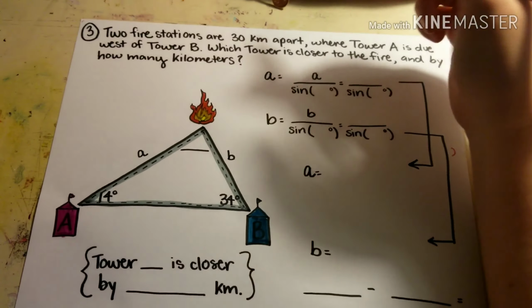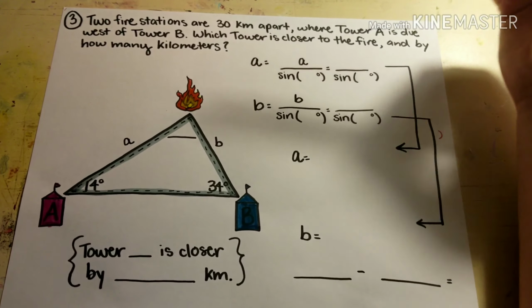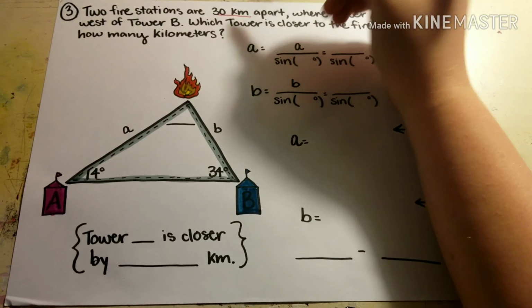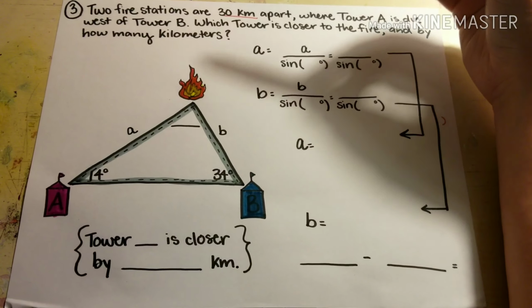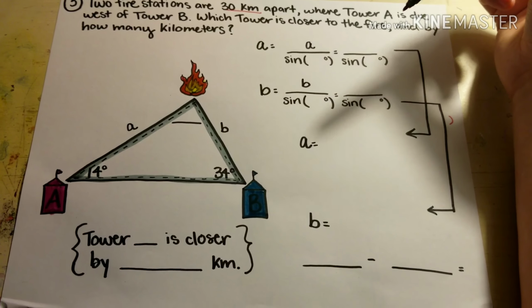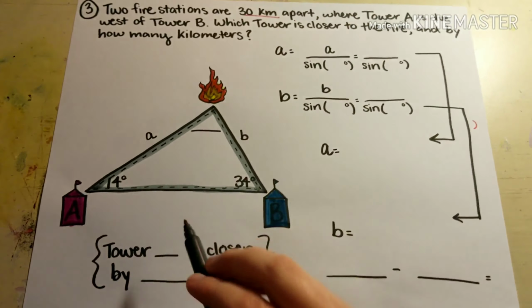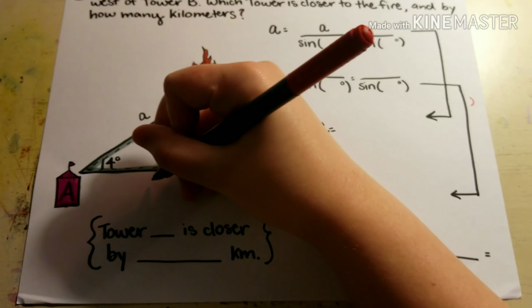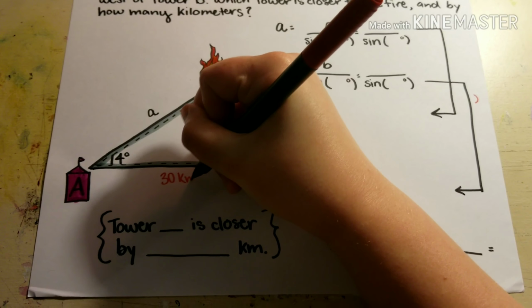Okay, here is the last problem. Two fire stations are 30 kilometers apart, where Tower A is due west of Tower B. Which tower is closer to the fire and by how many kilometers? So it says the towers are 30 kilometers apart, so we'll put the 30 kilometers right there.